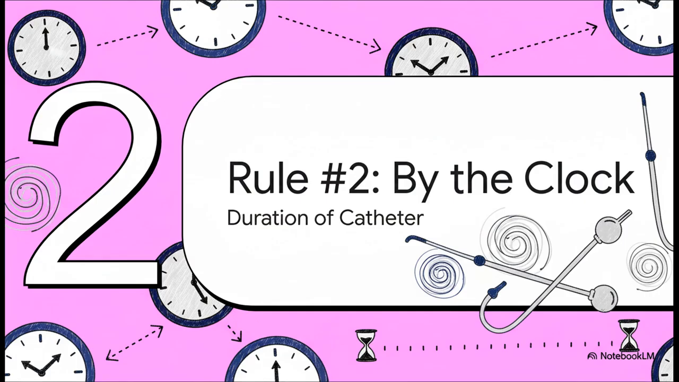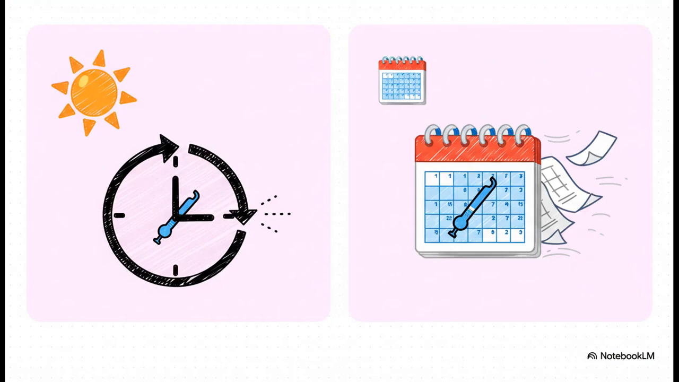All right, moving on to golden rule number 2. Let's call this one coding by the clock. This is all about time. And when a catheter is involved, there is one and only one super important question you need to ask yourself. How long was it actually in place? And the difference is actually really simple, but it is so crucial.